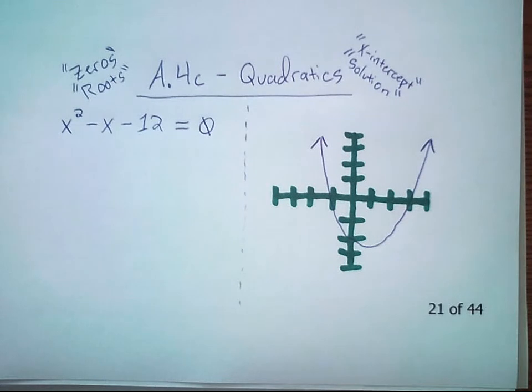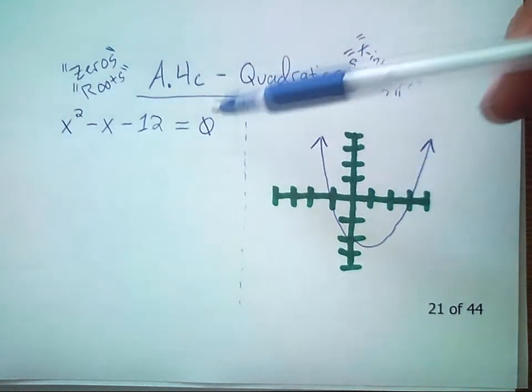Hello and welcome to our SOL review of A.04c, Solving and Graphing Quadratics. Now, if you notice, I have four little buzzwords here: zeros, roots, x-intercepts, and solution. These are all words that refer to what we're actually getting at the heart of, which on a graph would be the x-intercepts where it passes through, or you could think of it as the y value being 0.